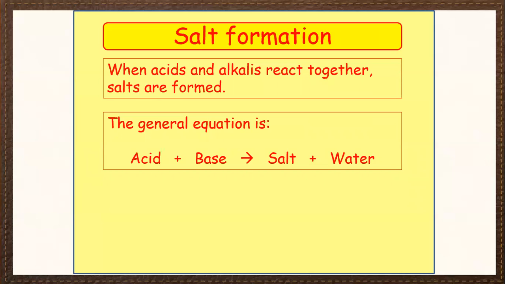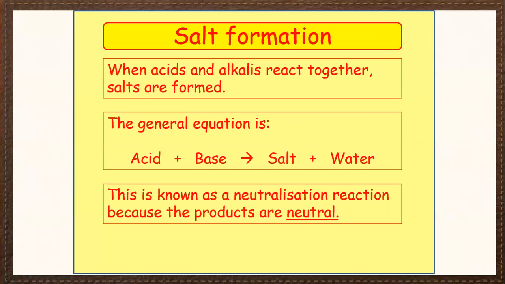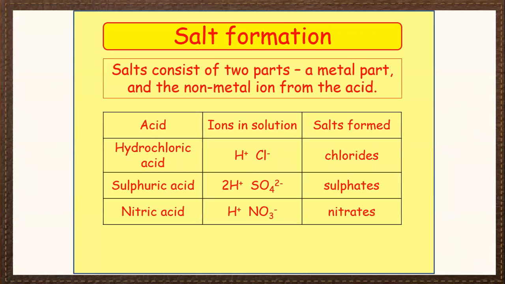Now, salt formation. When acids and alkalis react together, salts are formed. The general equation is acid plus base gives salt plus water. This is known as a neutralization reaction because the products are neutral. Salts consist of two parts, a metal part and a non-metallic ionic part that comes from the acid. Hydrochloric acid, ions in solution H+ and Cl-. Salts formed are chlorides.